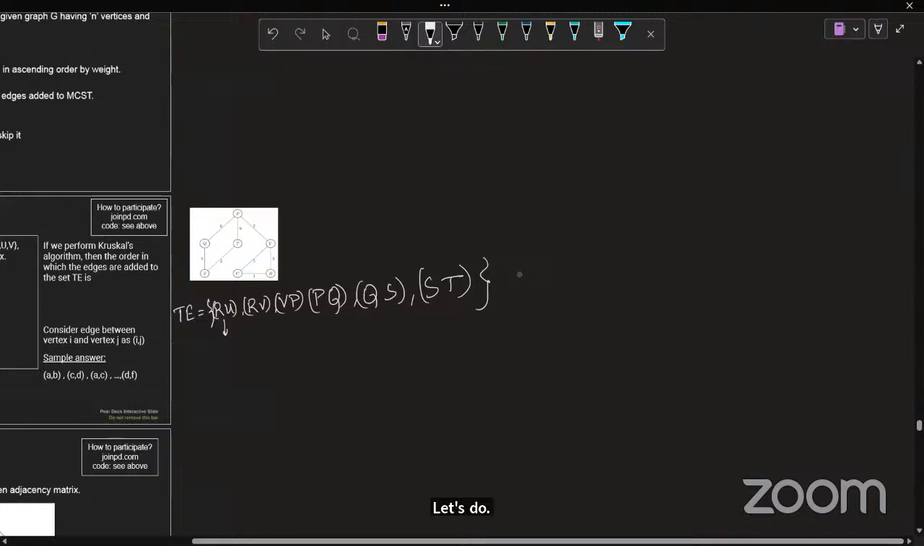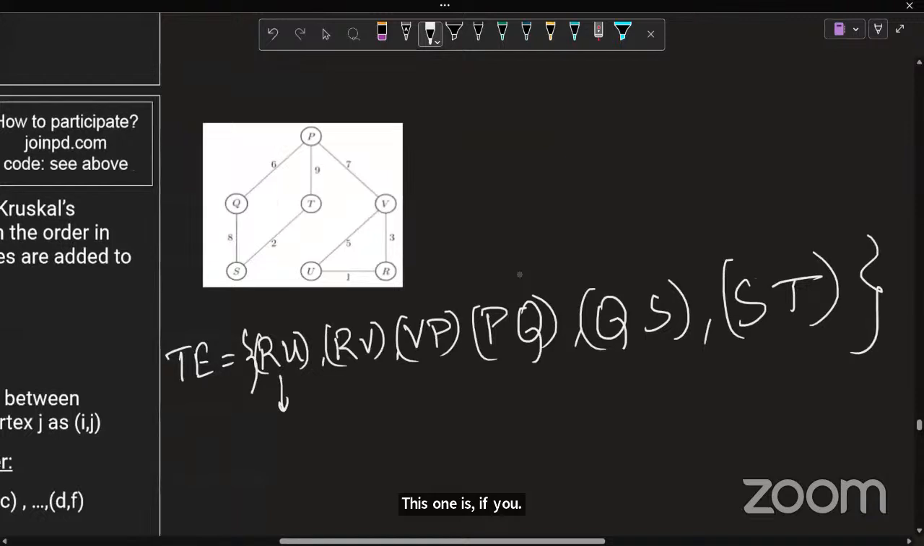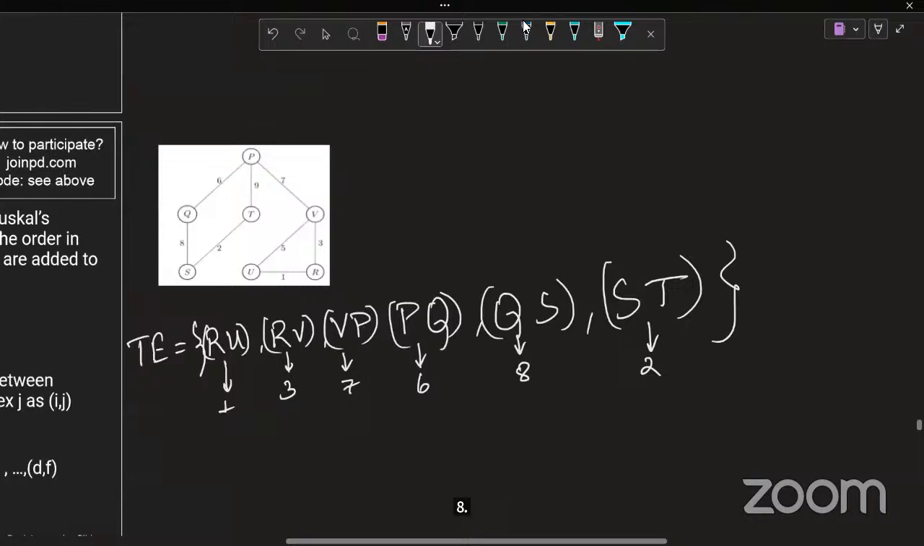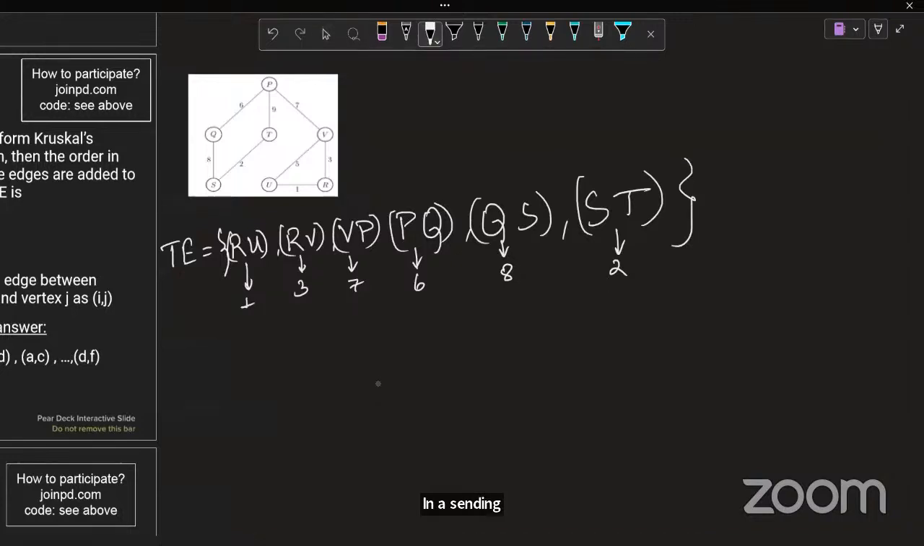So tell me the weight of these edges. First of all, 1. This one is 3, this one is 7. What about PQ? 6. And 8, 2. Now arrange these weights in ascending order so that it does not form cycles. So the first one will be what?